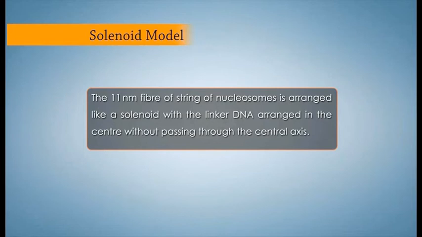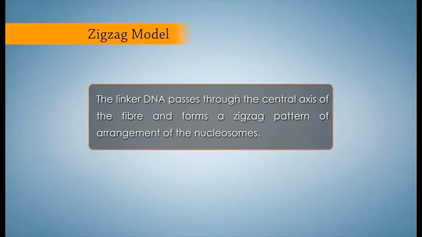The formation of this 30 nanometer fiber is described by two models, that is the solenoid model and the zigzag model. According to the solenoid model, the 11 nanometer fiber of string of nucleosomes is arranged like a solenoid with the linker DNA arranged in the center without passing through the central axis. However, in the zigzag model, the linker DNA passes through the central axis of the fiber and forms a zigzag pattern of arrangement of the nucleosomes.